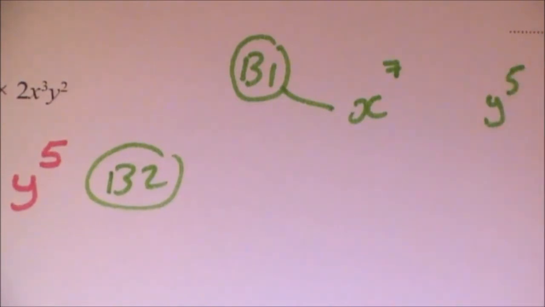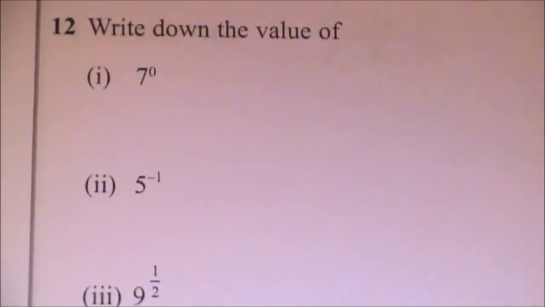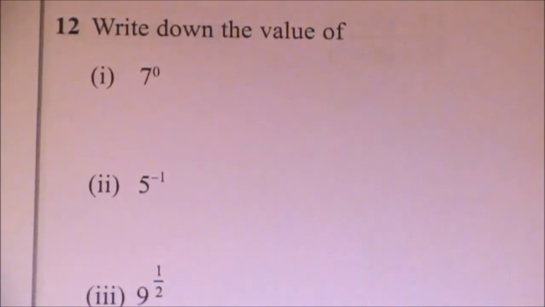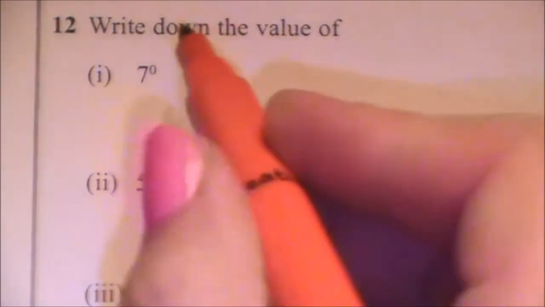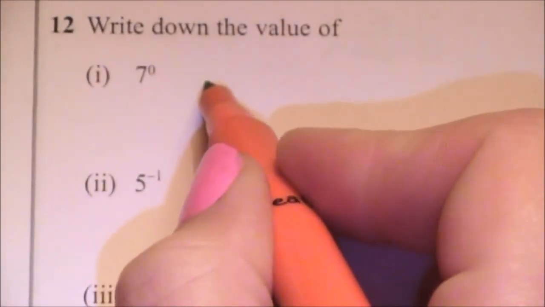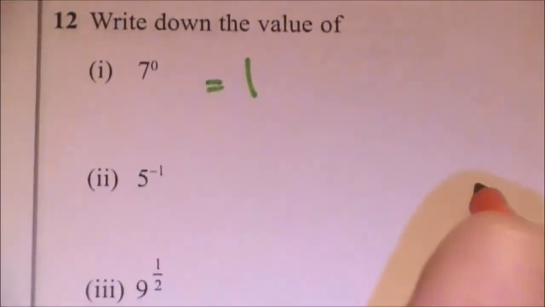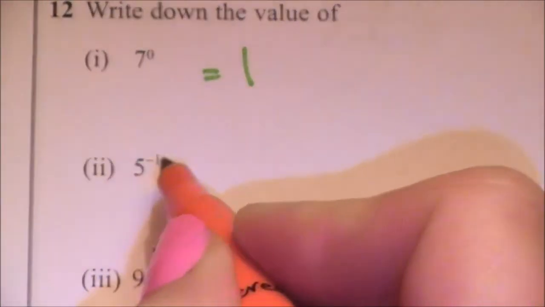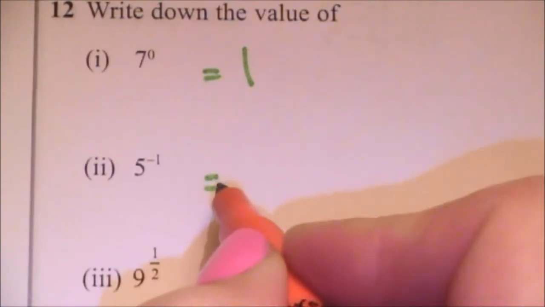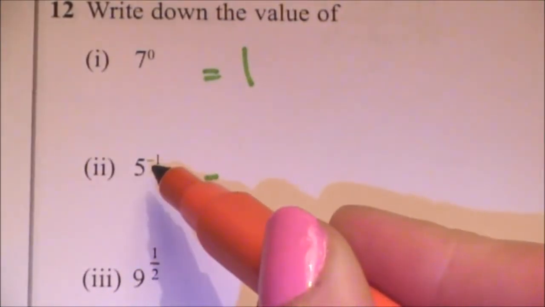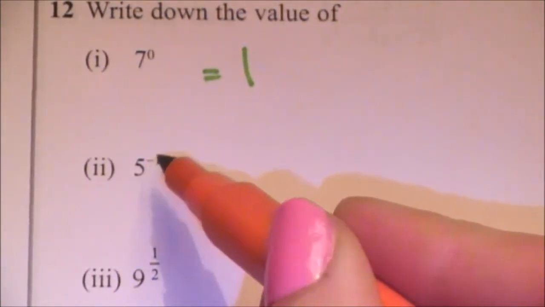Question 12 again is all about knowledge and facts. There's nothing to work out here. Write down the value of 7 to the power of 0. Well, anything to the power of 0 is 1. Write down the value of 5 to the power of negative 1. Well, in this case, my first point of interest is to get rid of the negative indice.